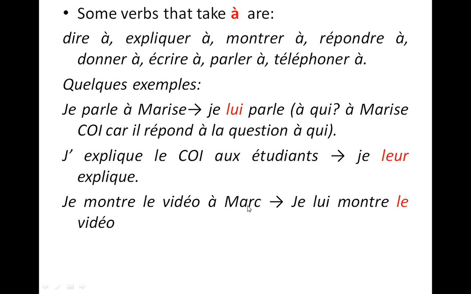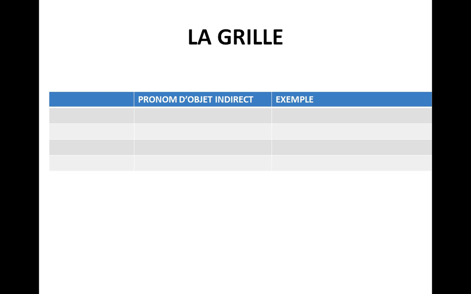Mark, it's the one that you have to substitute. It's the person, right? Je montre les vidéos à qui? To whom you show the videos? To Mark. So je lui montre. This is the one that should be in red. Je lui montre les vidéos. Okay? To whom? To Mark. À qui? À Mark. Je lui montre.